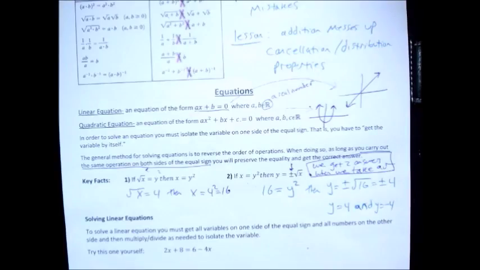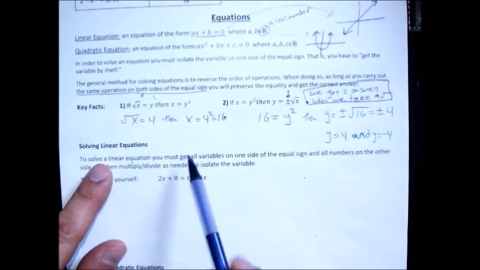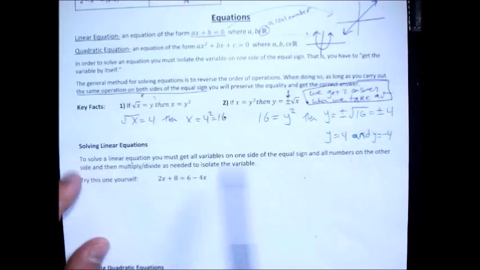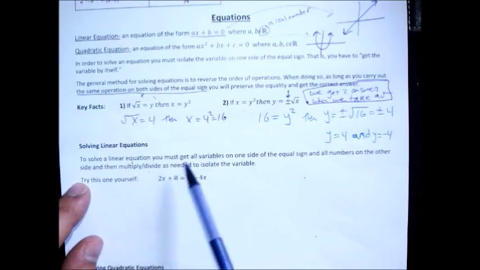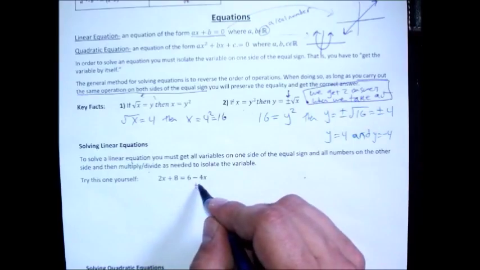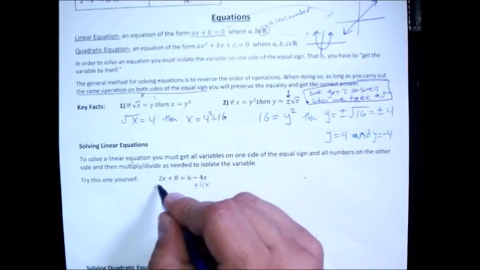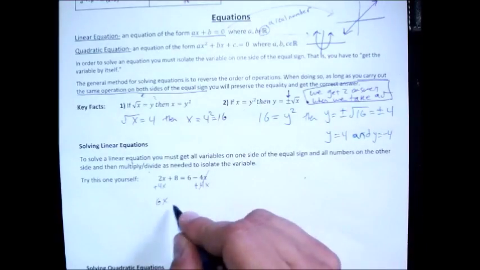So let's look at a linear equation first. Linear equations are the nice ones. To solve a linear equation, you get all the variables on one side of the equal sign and all the numbers on the other side of the equal sign, and then you multiply or divide as needed to isolate the variable. Something tells me folks can probably do this one themselves, so I'd like to ask you to try that, and I'll just start it. I'm going to get all the variables on one side, so I'm going to add 4x to both sides so that it cancels on the right and I get 6x on the left.